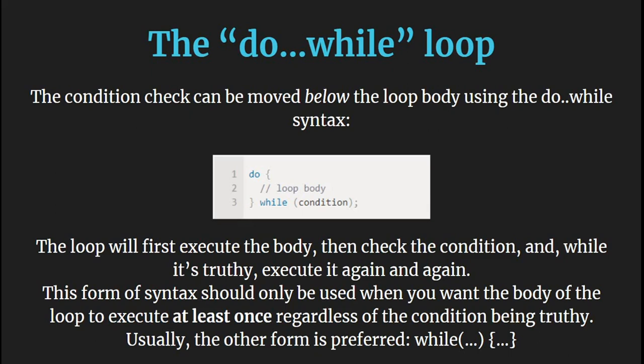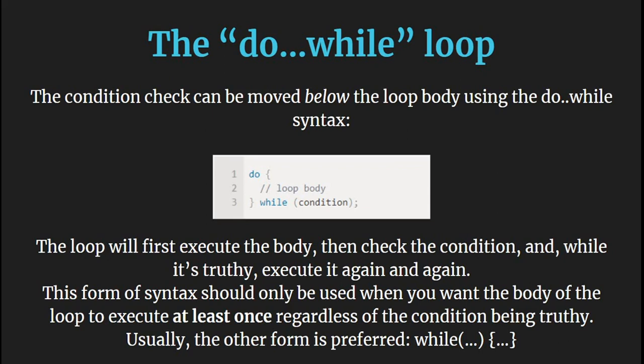The loop will first execute the body and then check the condition, and while it is truthy, execute it again and again. In the previous one, what did we do? We checked the condition first, then did our program, right? But here, first you do the program, then you check the condition. This form of syntax should be used only when you want the body of the loop to execute at least once regardless of the condition.